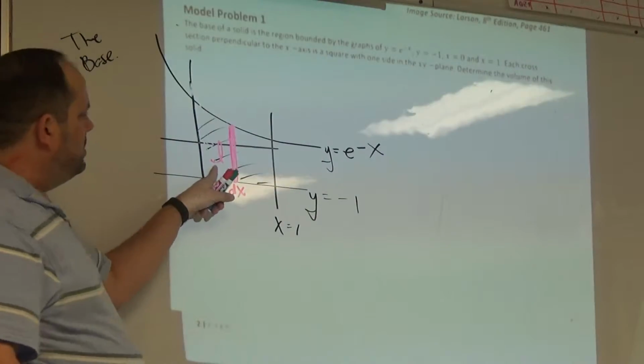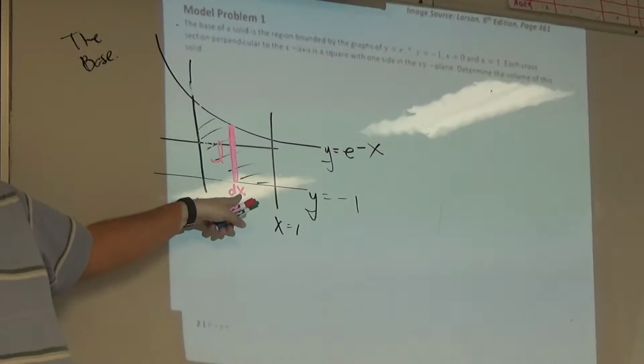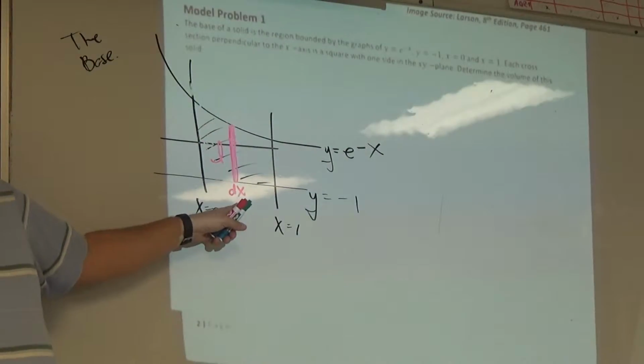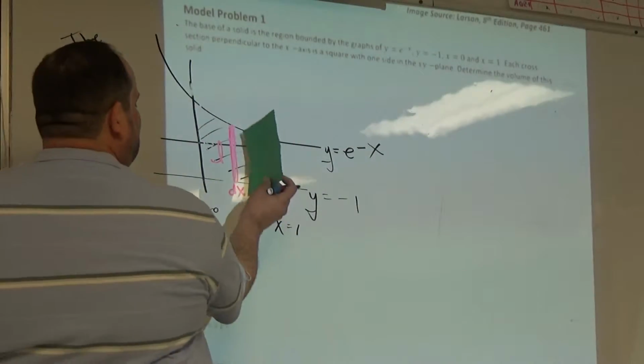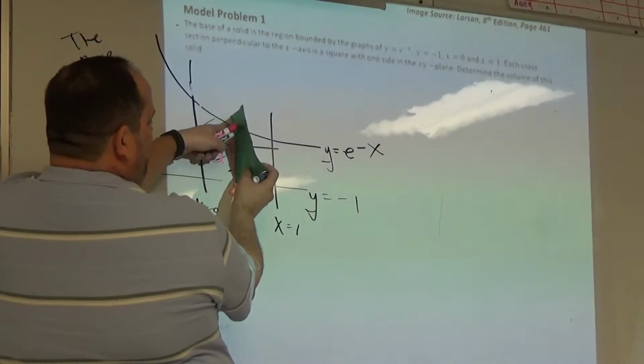How long is L? e to the negative x plus 1, or e to the negative x minus negative 1, depending on how you want to describe it to me. But you're thinking top minus bottom. Good, it's all the things we've been doing. My slice has a thickness of dx. It has a height of L.